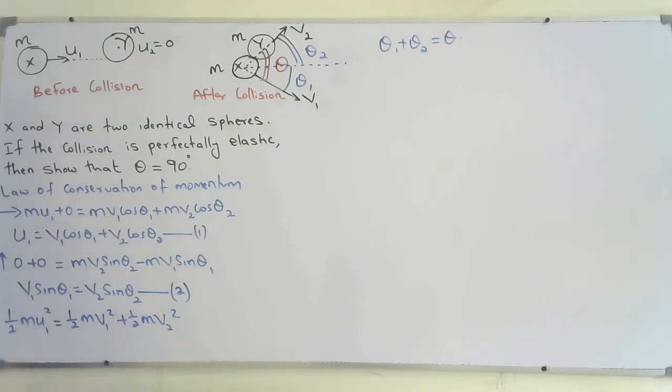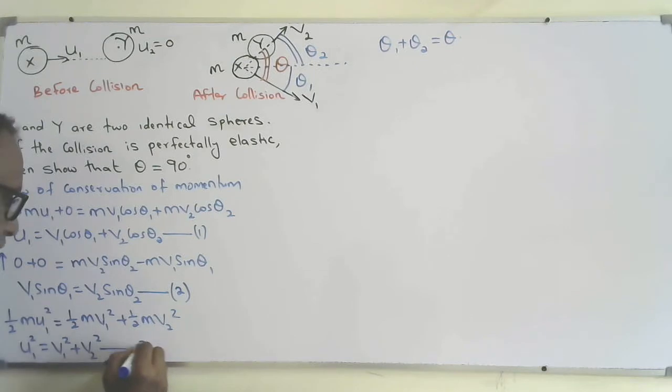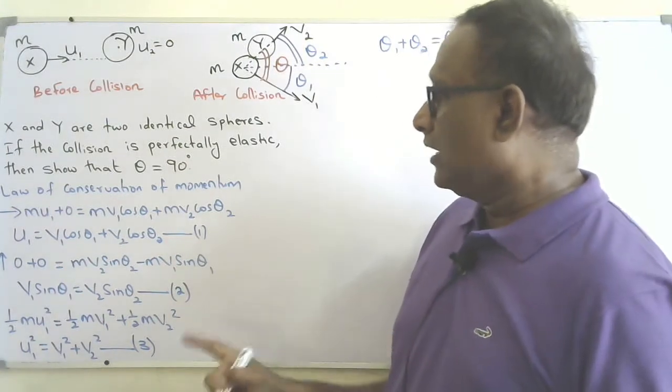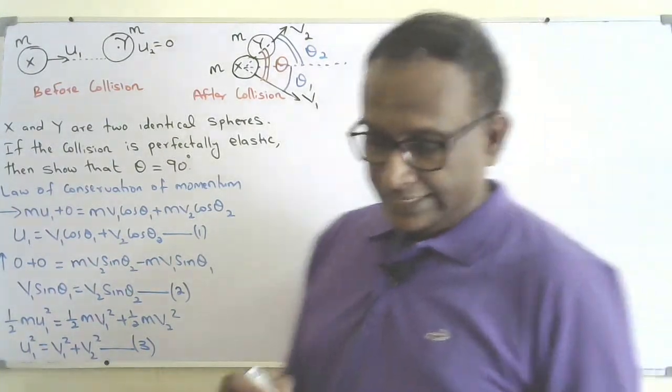So here also I can divide the whole equation by half m. So I will get U1 squared equal V1 squared plus V2 squared, third equation. Okay, so by using these three equations, I am going to show that theta equal 90 degree.